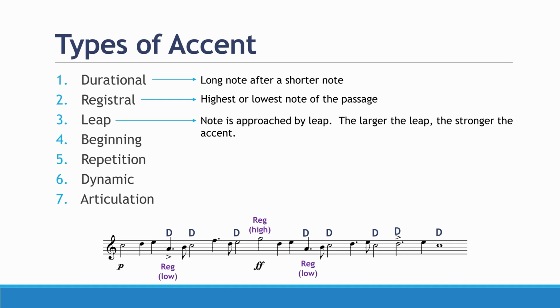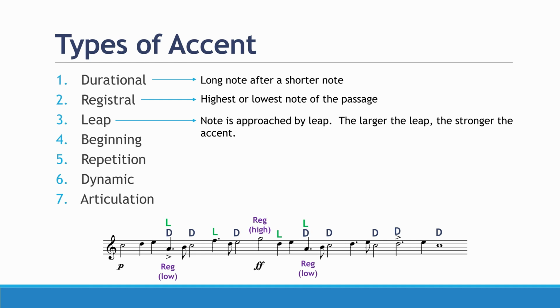Next, leap accent occurs when a note is approached by leap, thus the name. The larger the leap, the stronger the accent's going to be. So something like a leap of a third, we're going to barely hear any leap accent, but something like a leap of an octave, we're going to hear a very significant leap accent. And that leap accent goes on the arrival note of that leap. So in our figure, for example, we see that A, which is the fourth note of the piece, is a leap of a fifth to get to that note. So we're going to hear that as pretty significant, that shift of register.